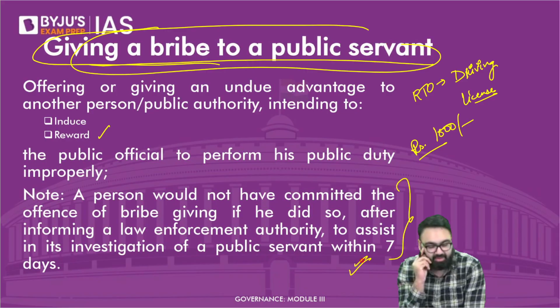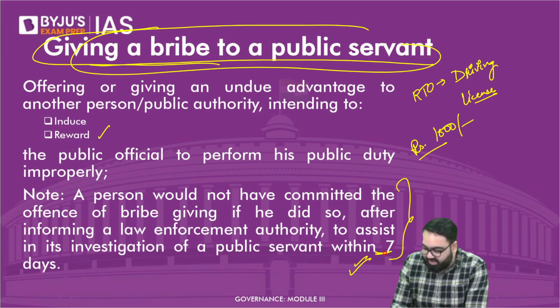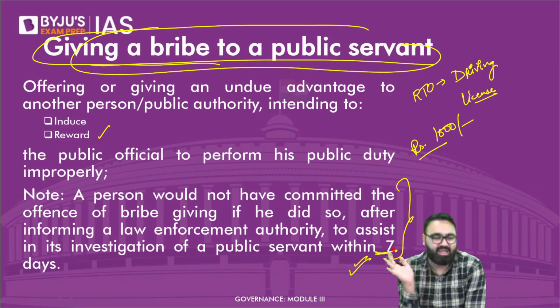This law has been made. If you tell the police that you are being forced to give a bribe because you are being asked to, then within 7 days, police will not take any action. It means you tell them today, "Sir, I am going to give a bribe because he is forcing me." So for the next 7 days you can give a bribe, and you will not be punished.